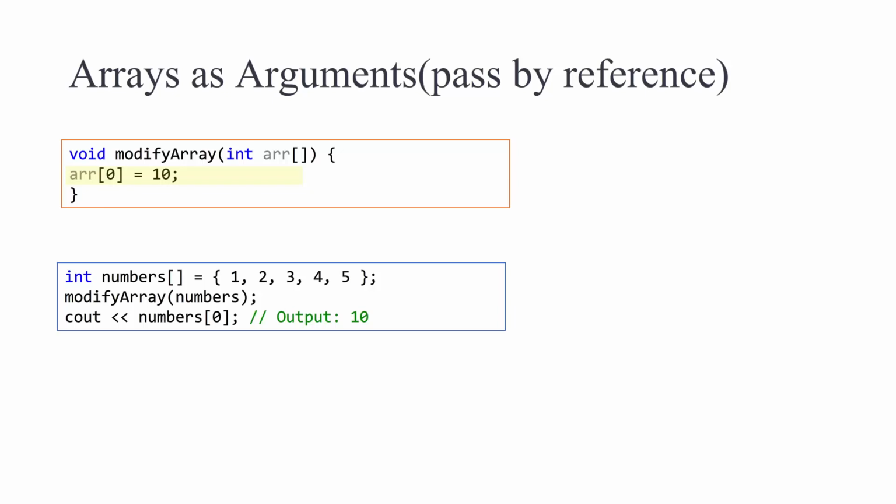This is because the modifyArray function modifies the original array in memory rather than creating a copy of the array. So when the modifyArray function returns to the main function, the cout of numbers[0] will output 10. In C++, arrays are passed by reference when they are used as function arguments.